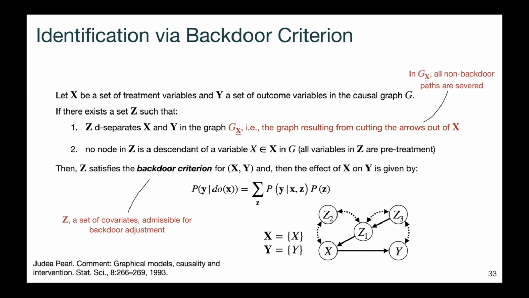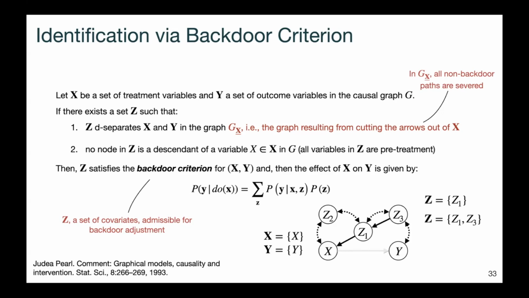So this means that I cut every edge that's going out of X. So it's like removing this edge. When I remove this edge, you now have these two paths. I actually have more: I have this, I have that, and I have that, three paths.